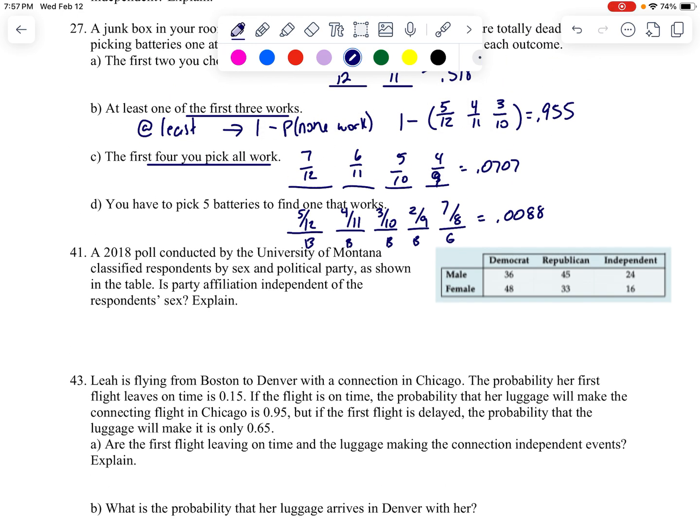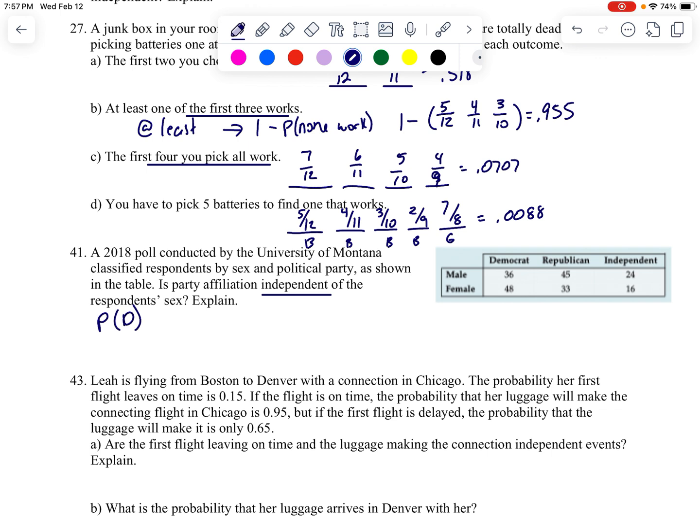All right, and our last one here. In the 2018 poll conducted by the University of Montana, respondents were classified by sex and political party as shown. Is party affiliation independent of respondents' sex? So again, we're going to have a test for independence. Okay, so we just have to think through something.